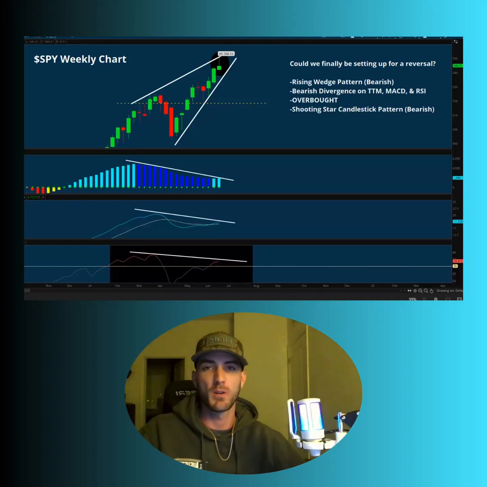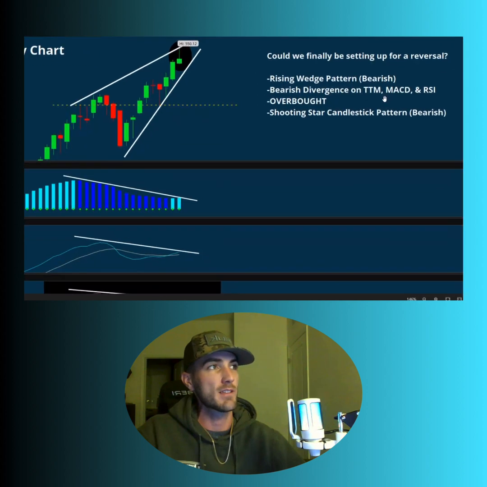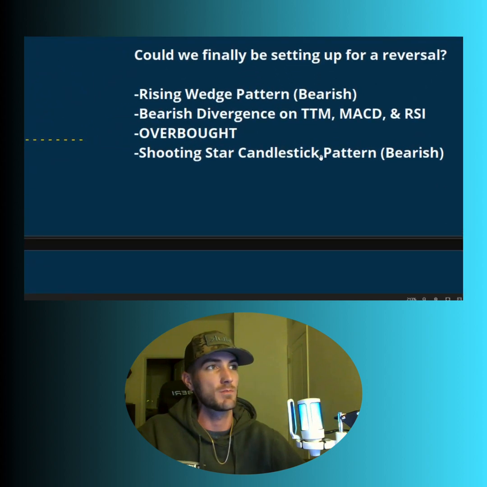Good evening, everyone. I want to take a look at SPY, particularly on the weekly and daily chart to see where I think the market could be headed next week. So let's start here with the weekly. A couple reasons I think we could be setting up for a reversal.